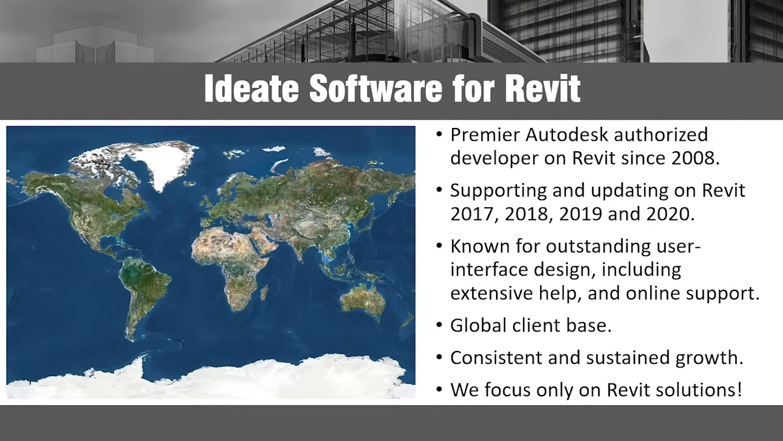It's funny that Dan just mentioned that 2020 was released officially yesterday. I had to change this slide so that we're supporting and updating on the last 4 releases of Revit. So right now 2017, 18, 19, and 20. So what that means is not only do we update our software solutions for Revit 2020, but we also release and update the same feature set for the last 4 releases, again, where it's applicable.